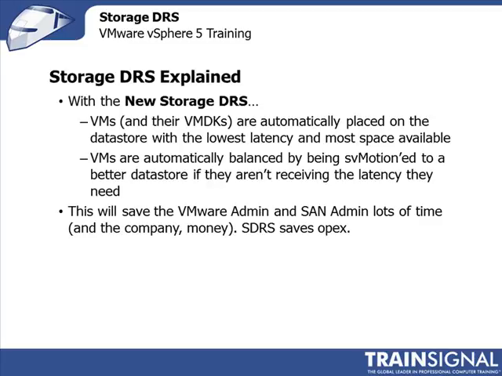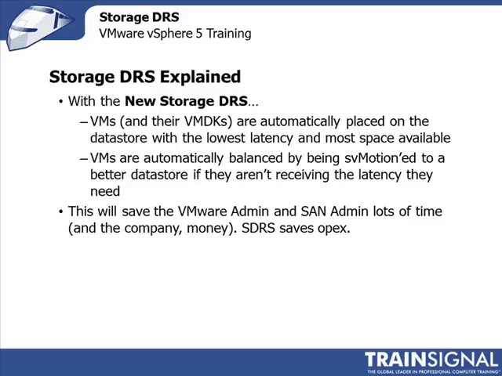With the new Storage DRS or SDRS, virtual machines and their VMDKs are automatically placed on a data store with the lowest latency and the most space available. And then those virtual machines are automatically balanced by being storage vMotioned to a better data store if they aren't receiving the latency that they need, or if that data store is running out of storage. So that virtual machine can be automatically balanced or moved to a better data store without any downtime to the end users.